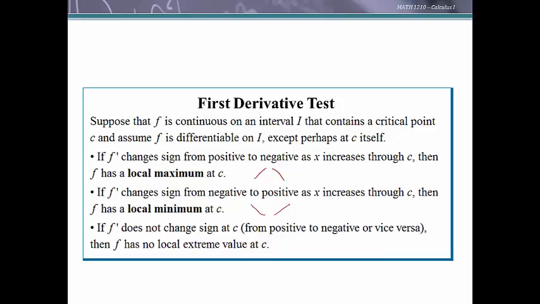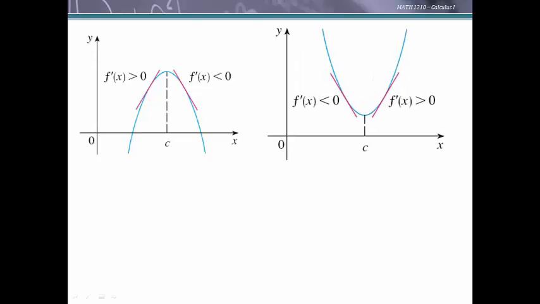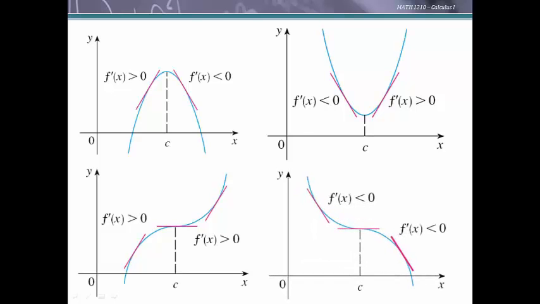So this is just summarizing what we saw there. Positive to negative, local max. Negative to positive, local min at C. Positive to positive, nothing. Negative to negative, nothing.